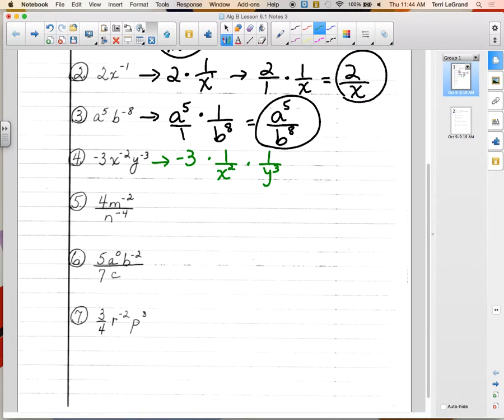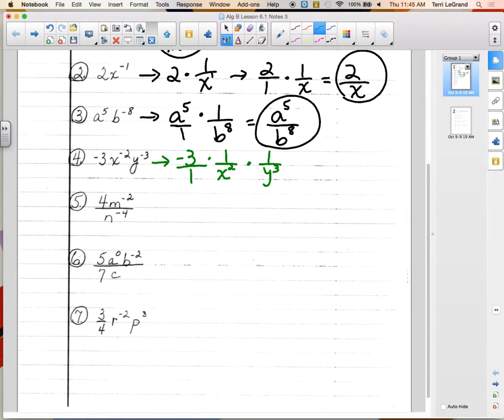Does that -3 need to be renamed because it's negative? No, it's not to a negative power. It's just a negative number. Leave it as it is. But we have to rename x to the -2 power, right? Because it's a negative power. We have to rename the y to the -3 because it's a negative power. So it looks like we have fractions to multiply, so we'll put our -3 over 1.